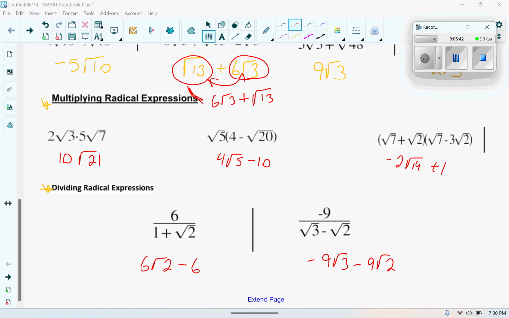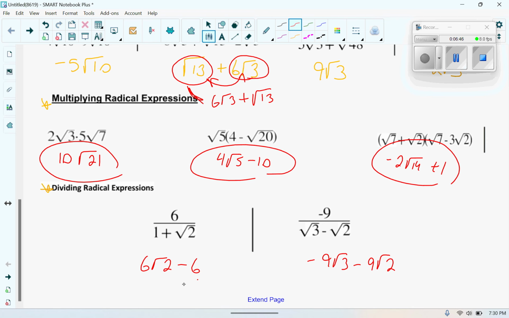Okay, so this is what your answers should look like on all of these. And again, your calculator is the place to go for that.